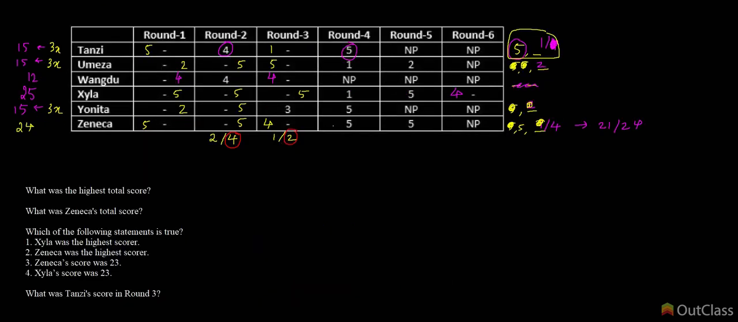Let's look at the questions. The first question was, what is the highest total score? We have already found it as 25. 25 is the answer. What is Zenaka's total score? We found it to be 24.